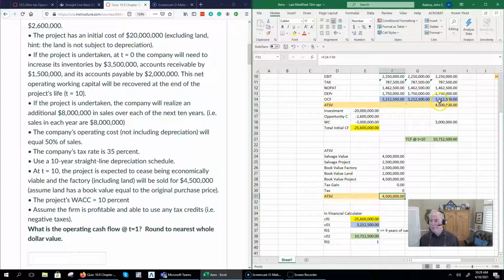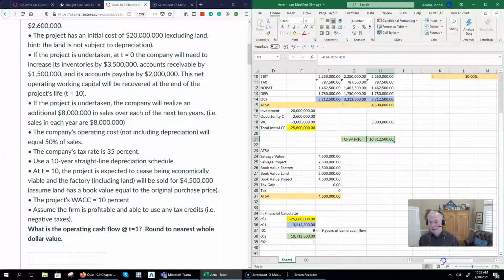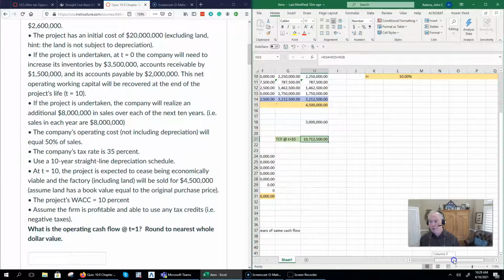So we add the operating cash flow, the after-tax salvage value, and our working capital to arrive at a total terminal year cash flow in year 10 of $10,712,500. Now, we can use the NPV function in Excel, and you're going to be doing that in the spreadsheet assignment, not for this particular problem, but you'll be doing that.